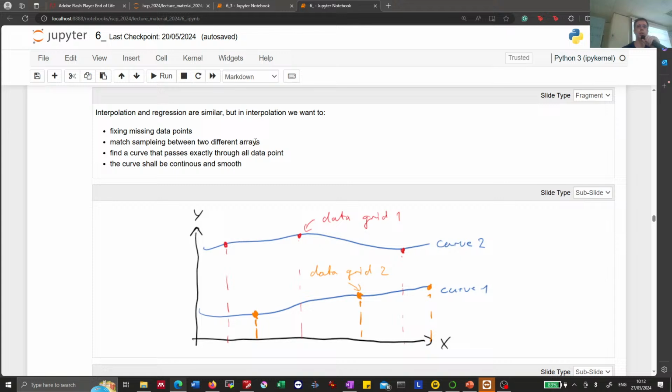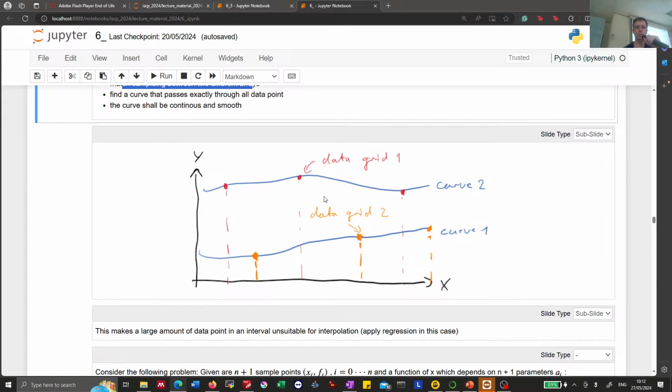Now, for interpolation, what do we want? We want to fix missing data points, so determine. Match sampling between different areas. For example, here it's two different areas. We have one curve 2, another curve 1, given as red and orange data points. It could be at x equal 1, 2, 3, 4, 5, and 6. And so the odd numbers would be at the red data points, and the even numbers at the oranges. Now, when asked to take the difference between the two areas, what do you do?